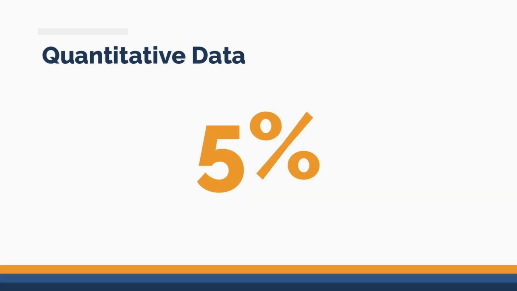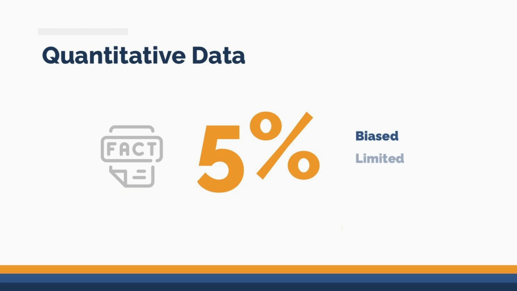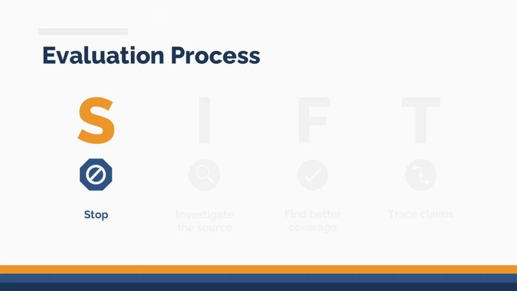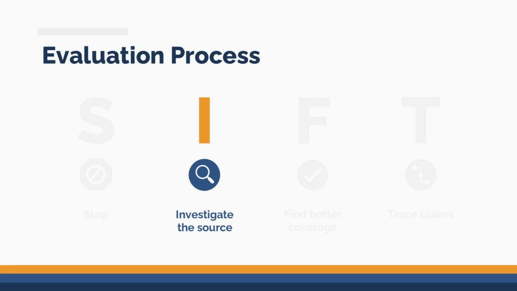Since quantitative data are comprised of numbers, we often think of them as facts. But data can be biased, limited, and false, just like written sources. Remember to use the same source evaluation process on data sources as you would for other sources. First, stop. Investigate the source of the data.